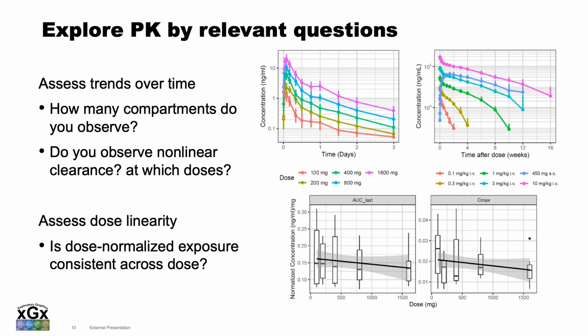Do we see any nonlinear clearance in our PK profile? For example, the upper right graph displays nonlinear clearance, and you can see that the elimination phases are not parallel for each dose group. We can also establish dose proportionality with relevant questions. Do we see any sort of dose over or under proportionality? For example, in the bottom graphs, the dose normalized AUC and Cmax look pretty flat with respect to the dose. So we can say that there is dose proportionality, for example, for these two plots at the bottom.